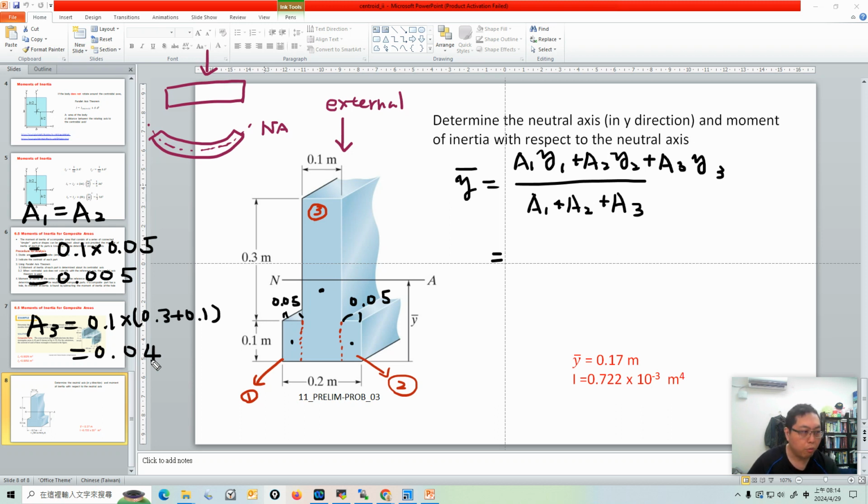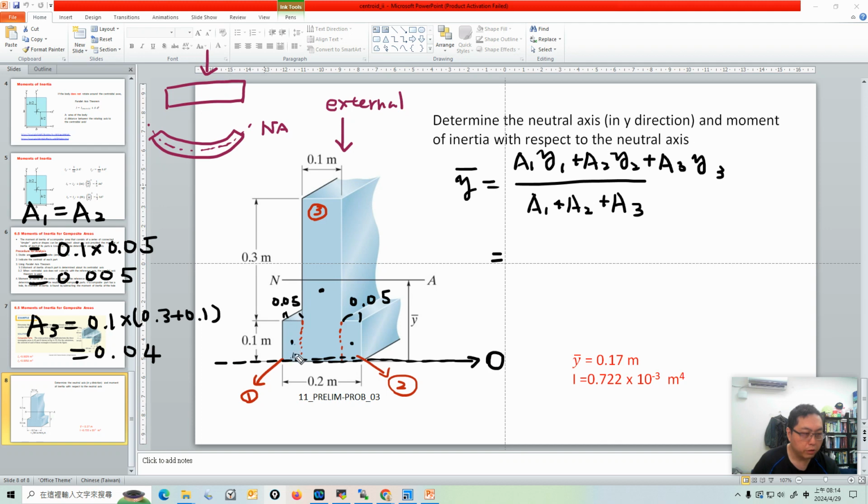So what's our y1? The centroid of the first area in the y direction. Here is the centroid, here is 0.1. So let's set our base. I set the base here as 0.